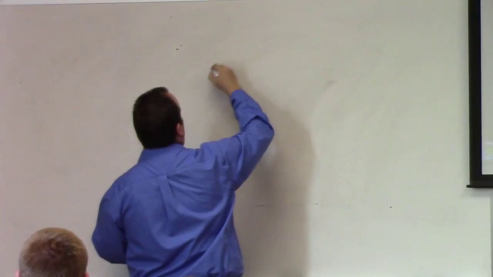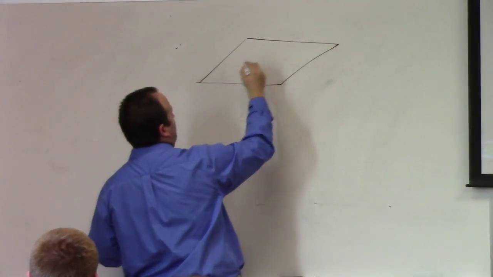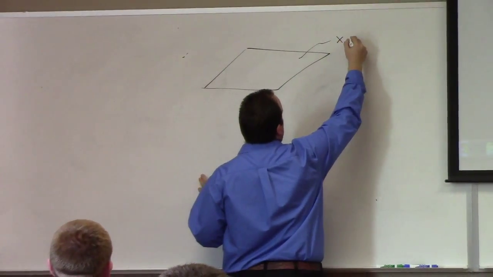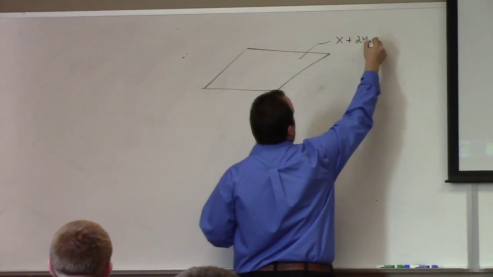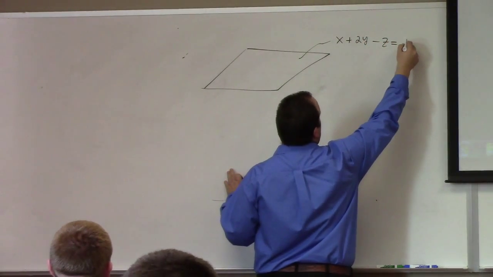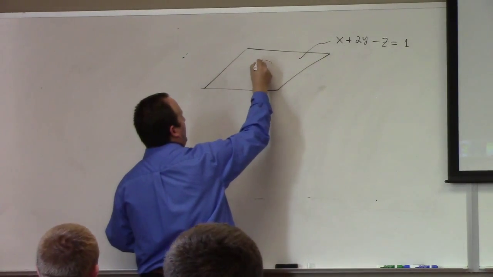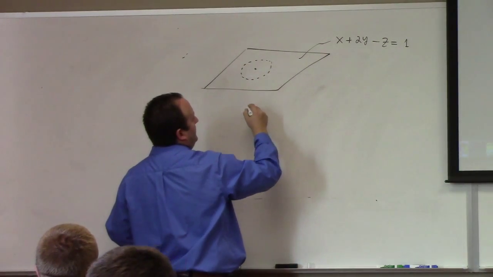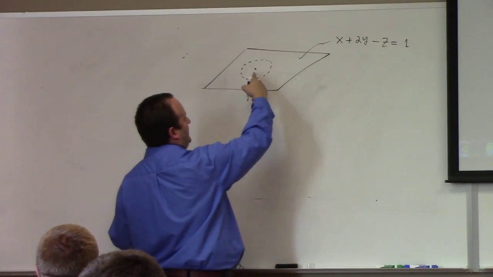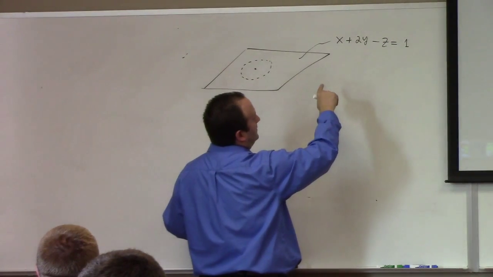Let's see here. For something like, I don't know, let's try something similar. Let's suppose that this plane is x plus 2y minus z equals 2 to 1. And suppose I want to find a parameterization for a circle like that. And let's make the point as simple as we can, but not too simple.